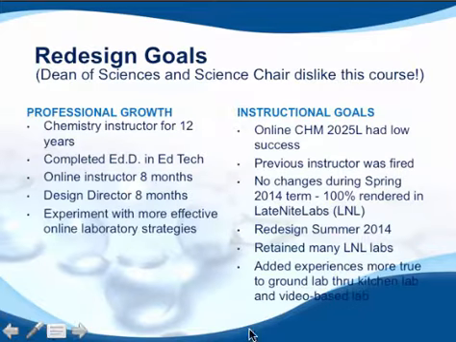This slide provides some interesting background information to Chem 2025L. First of all, I'll note that the Dean and Science Chair remain very negative about online labs. My predecessors were fired because of their poor track record, both for low success rates and slow response times. I inherited an online course that was structurally sound but relied completely on virtual labs within LateNiteLabs.